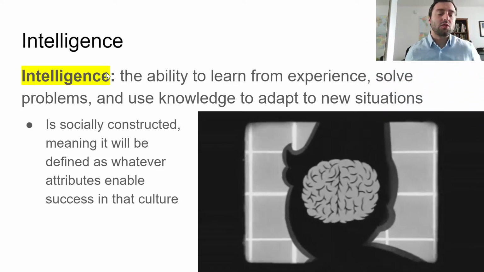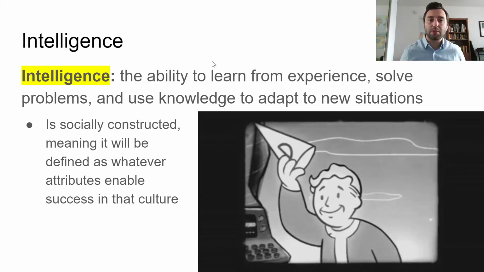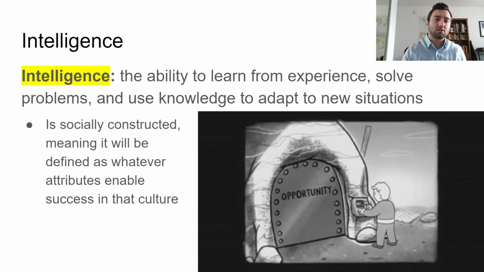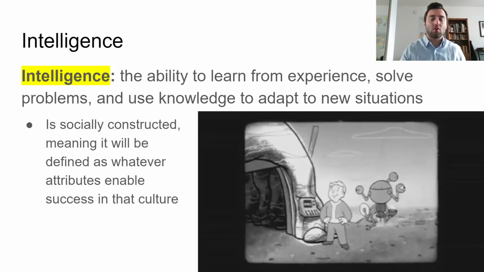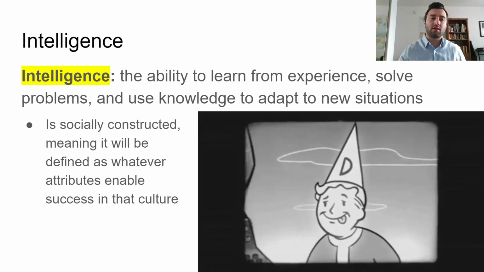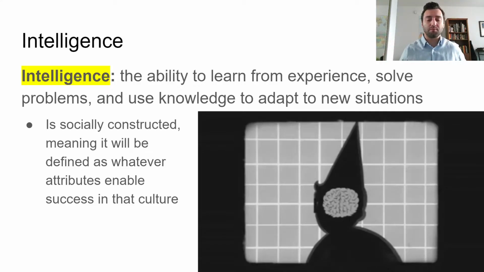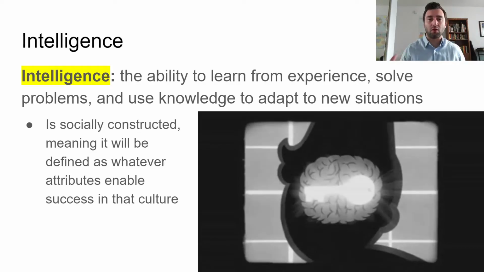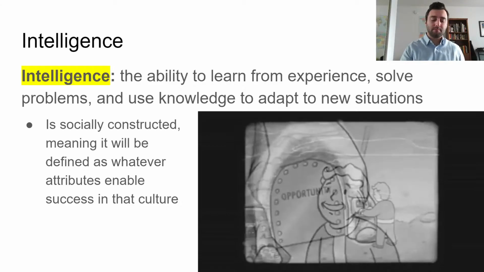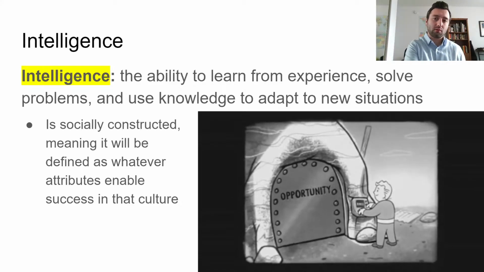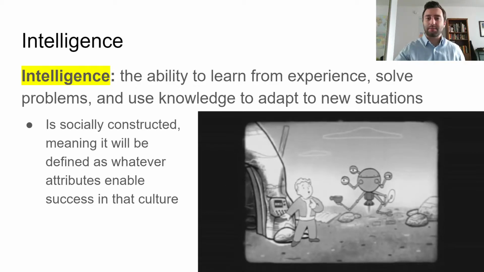All right. So intelligence, our psychological definition, is the ability to learn from experience, solve problems, and use knowledge to adapt to new situations. Notice that this is a really, really broad definition. That's on purpose, and we're going to discuss this a little bit later, and you'll see this as we go through. There's a lot of different aspects that we want to bring in and make a part of intelligence. But again, there's three main pieces: learning from experience, solving problems, and using knowledge to adapt to new situations.